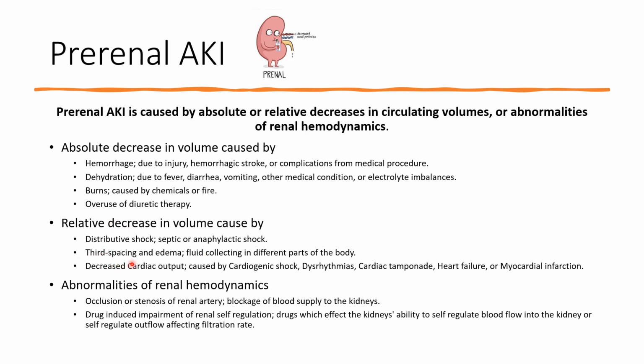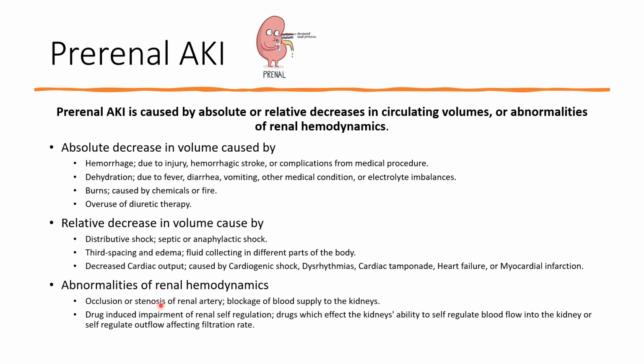Then you have third spacing and edema. So this is where fluid collects in different parts of the body. That could be in the third space or it could be in your limbs. And then finally you have decreased cardiac output. So anytime you have decreased cardiac output, you're not going to be perfusing or supplying blood and oxygen to different parts of the body, and then that can cause acute kidney injury. So this can be caused by cardiogenic shock, dysrhythmias, cardiac tamponade. It's where you get fluid in the pericardial space and then the heart can't pump. You have heart failure and myocardial infarction. Lastly, you have abnormalities of renal hemodynamics.